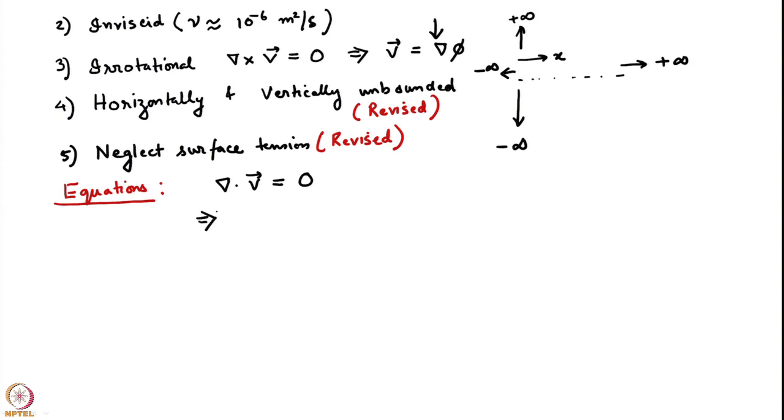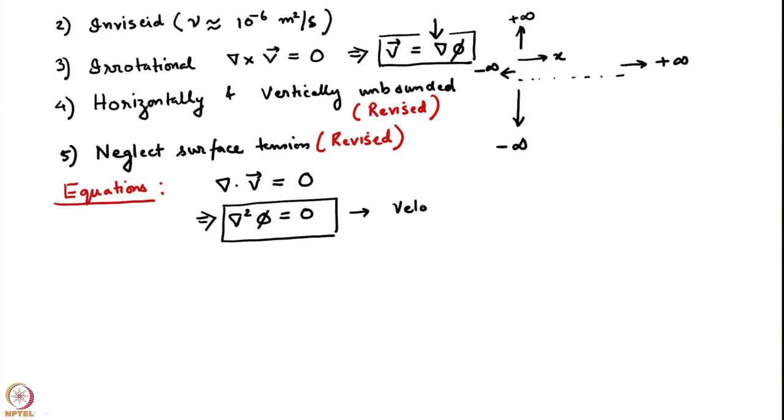Now, this immediately tells you that if you put v equal to grad phi in this equation, it leads you to the Laplace equation. A lot of things that we will do in this course will involve solutions to the Laplace equation in various kinds of geometries. We will start with the Cartesian geometry first. So this is our Laplace equation which will govern the velocity potential.